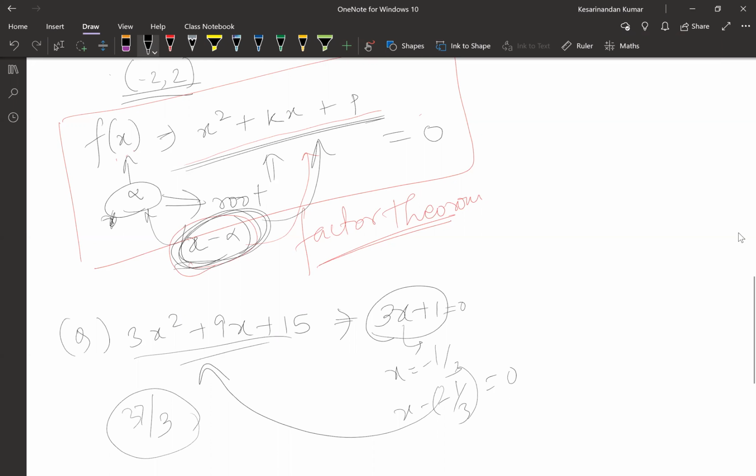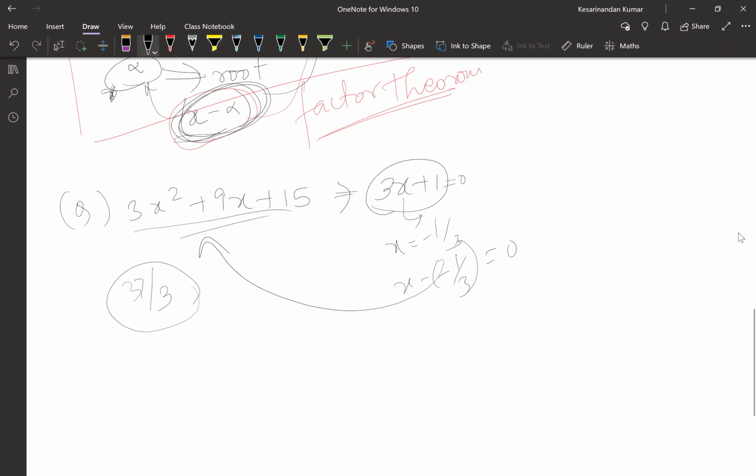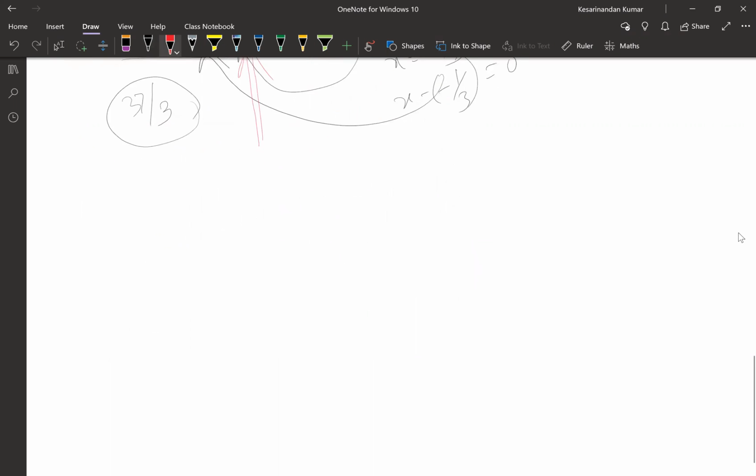Okay, all right then. Let's take one more question. What if this was 3x plus 1? So we had this one. Now, what change should I do so that I can make it completely divisible by 3x plus 1 then? What change? Subtract by 37 by 3, I think. Yes, perfectly. I should subtract by 37 by 3.